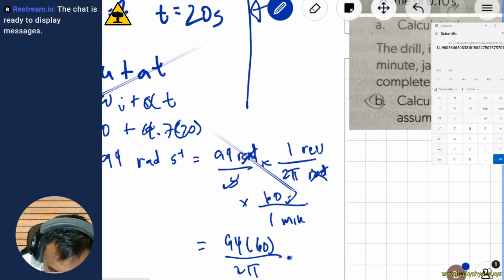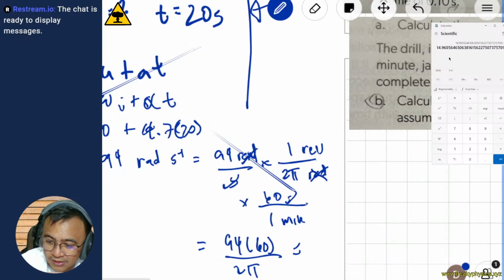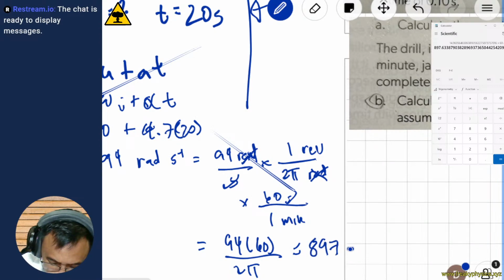And that's going to give us what? 15 times 60 is 897 revolutions per minute, or 900 revolutions per minute in 2 significant figures.